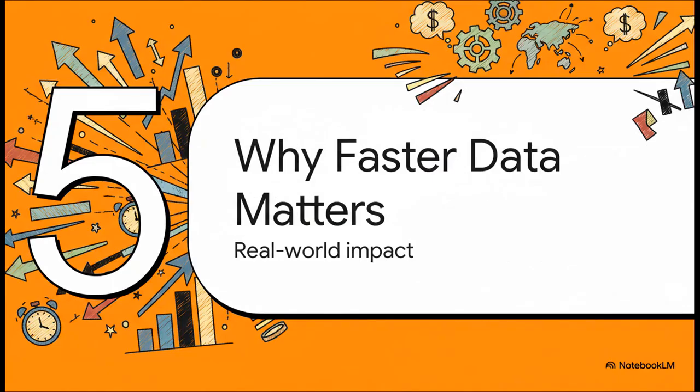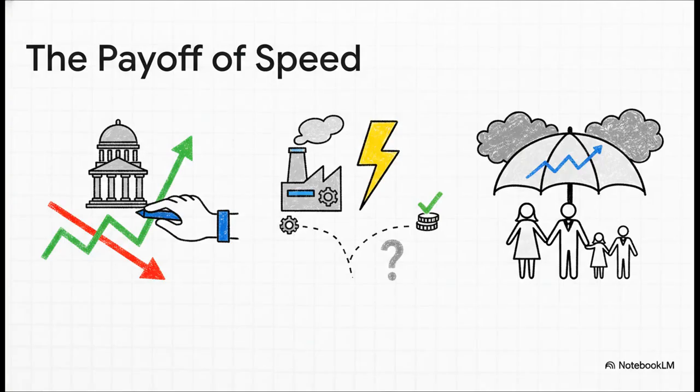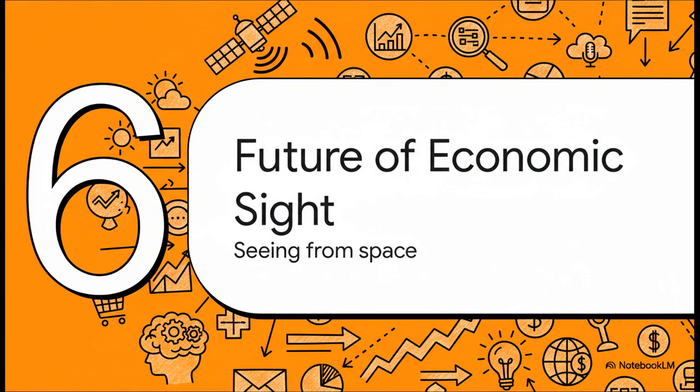So, okay, the model works. It's incredibly accurate. But so what? Why does getting this data a couple of months faster actually matter in the real world? Well, it turns out it matters for just about everyone. For governments, it means they can react way faster to fight off a recession or get inflation under control. For businesses, it means less guesswork and smarter decisions about when to hire or invest. And for you and me, a clearer, real-time picture of the economy means more stability for our jobs, for prices, for our financial future. And honestly, this is just the beginning.